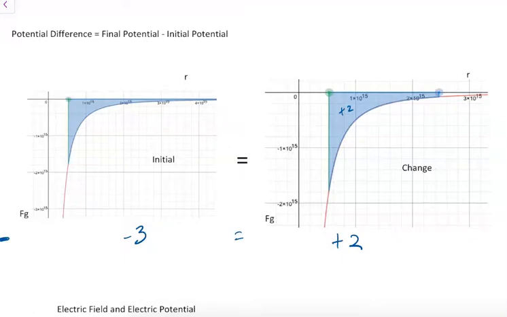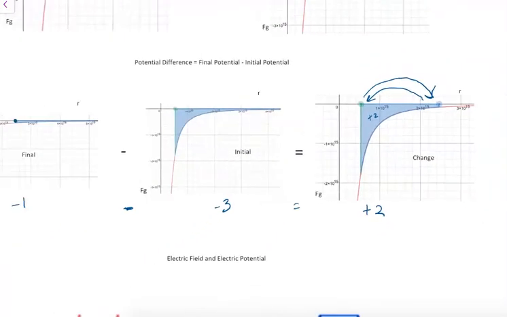So there are 2 options. We can move this way, or we can move this way. And when we do either way, one's going to give us a positive and one's going to give us a negative. Now, why do we like this to be positive? Why do we want to say that when we move from a position close to a mass to a position far away from a mass, we are getting a positive change?